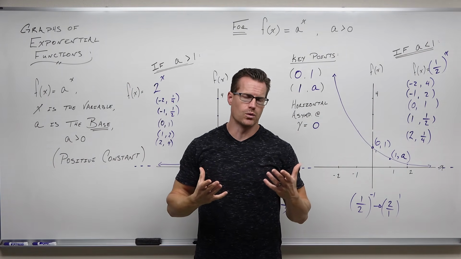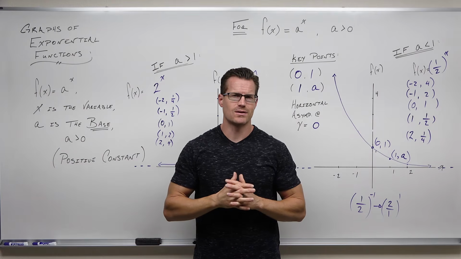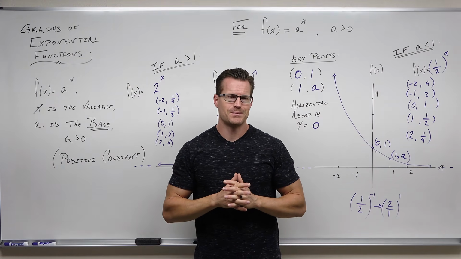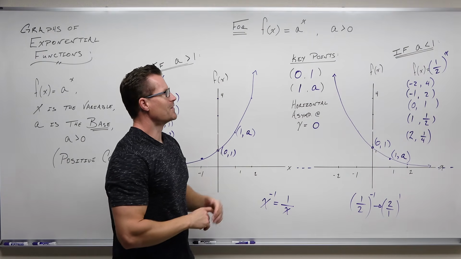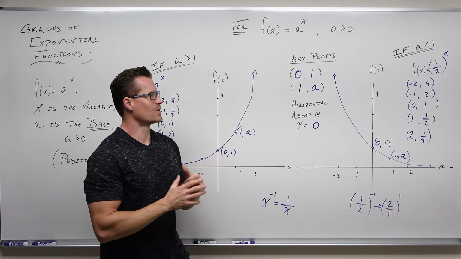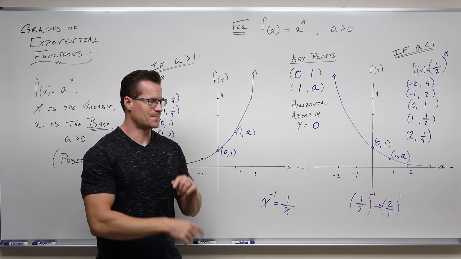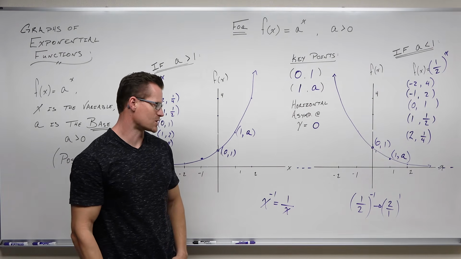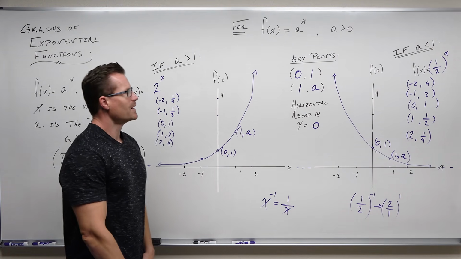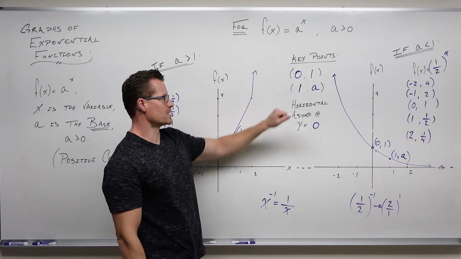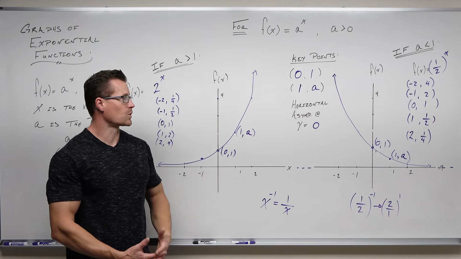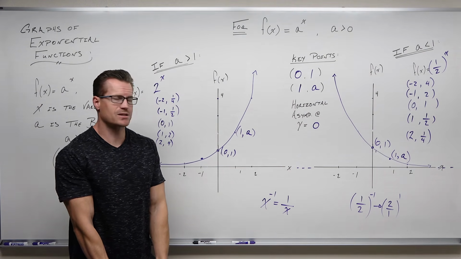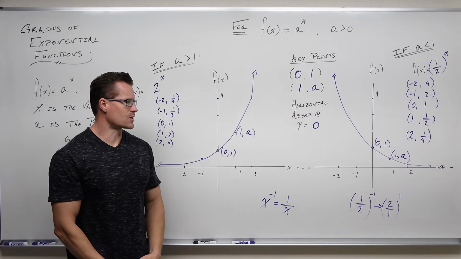That's a cool thing. There's some evenness going on with the switch of a sign. We can get a reflection of these graphs, which is kind of neat to see. This is key. This is what we want to know. This is what we want to talk about. In general, that's true for your key points. That's true for your horizontal asymptote, which we'll explore in the next section.